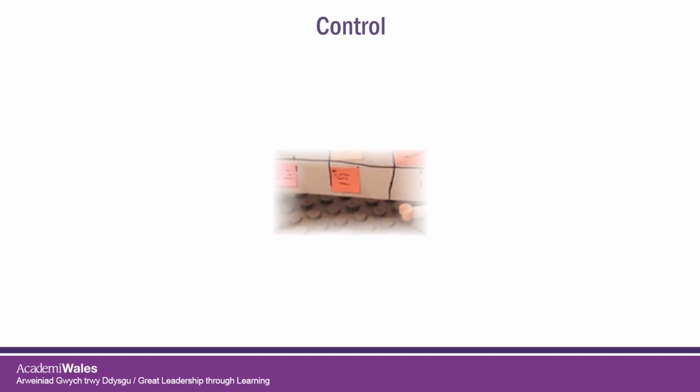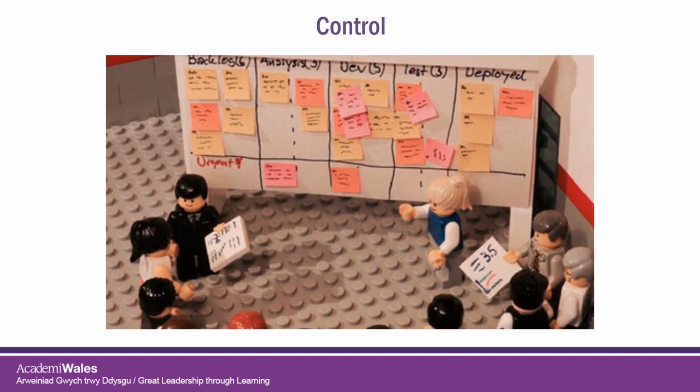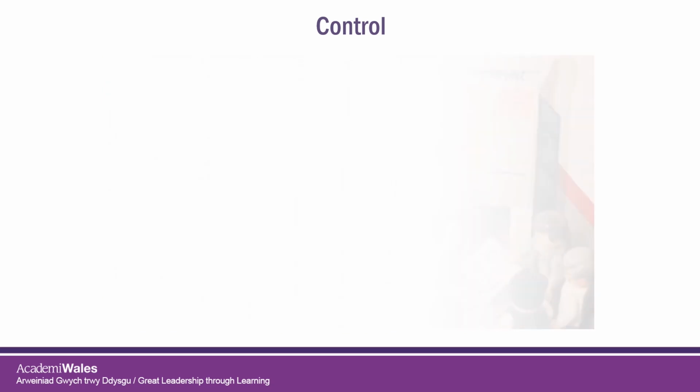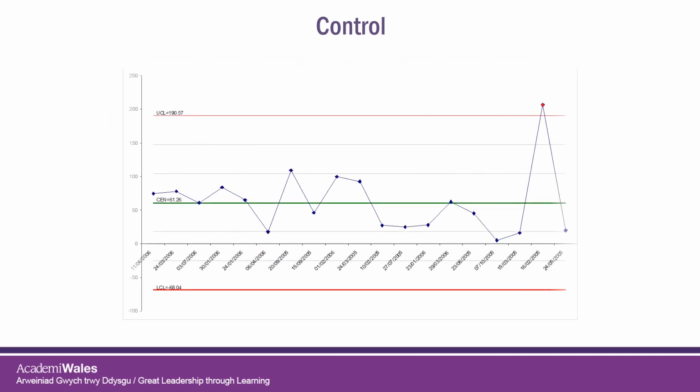Team information boards. These are boards where you can gather and have meetings to discuss how the process is going and if there are any issues. Control charts. If you keep measuring your data, you can see the capability of your process. And hopefully it will produce the desired outcomes.